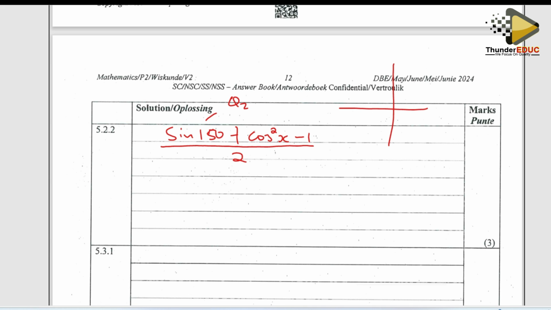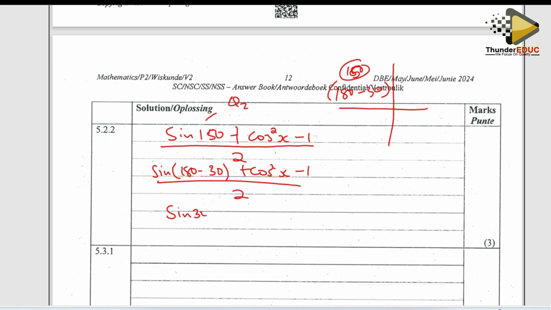If I look at my Cartesian plane, this way I fit this. So 150 is the same as 180 minus 30. So I can have the sine of 180 minus 30 plus cos squared x minus 1 over 2. When I reduce that to the simple sine 30 plus cos squared x minus 1, dividing everything by 2. But from our special angles, we know that the sine of 30 is a half.